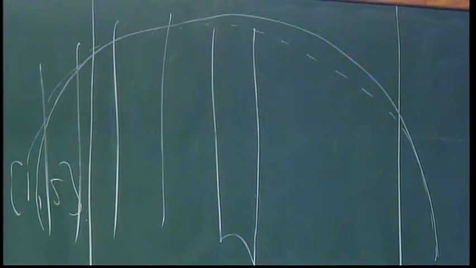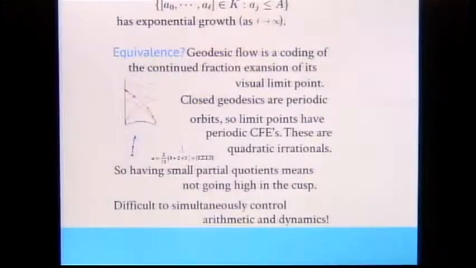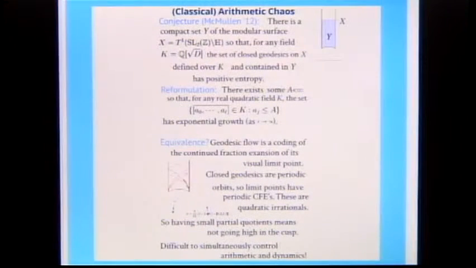And what's the difficulty? Well, we have all kinds of techniques to control arithmetic. We have all kinds of techniques to control dynamics, and the two don't play nice with each other. Okay, so that's the arithmetic chaos conjecture. Have I answered your question about what it means to be defined over? You start and end, and that's the definition.